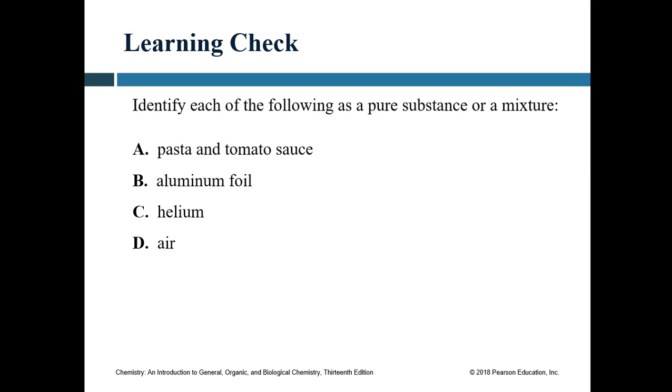So let's identify each of the following as a pure substance or a mixture. Well, pasta and tomato sauce. I can see two different things, so that would be a mixture. Aluminum foil, well, you just see the aluminum foil. That's going to be a pure substance. Helium, well, that's a pure substance. Now, air, depending on where you're at, your air is going to have different mixtures. So it's not all going to be the same. So that would be classified as a mixture.